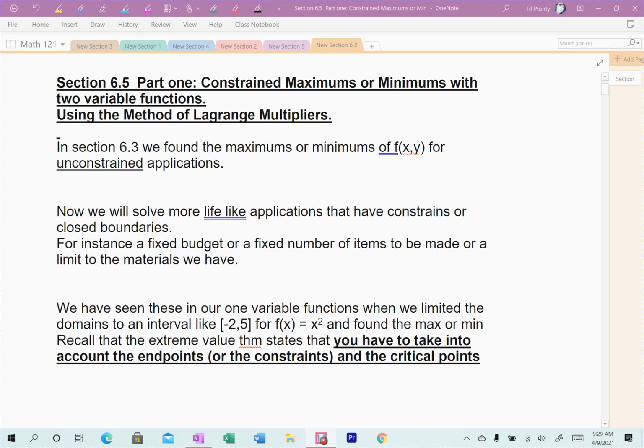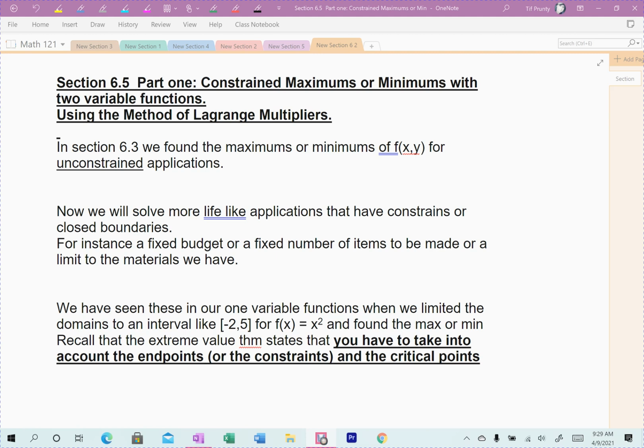All right, so 6.5. So we skip 6.4. We go to 6.5, which again is another type of application of optimization. So if you remember, in one variable cases, we had two ways to verify and find max and minimum values. There was the extreme value theorem, which is the closed interval case, right?